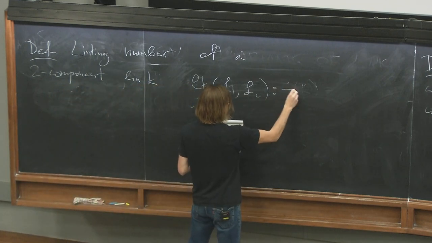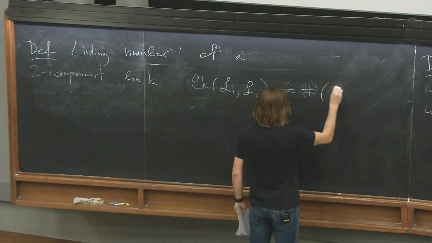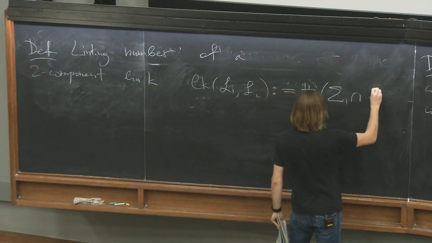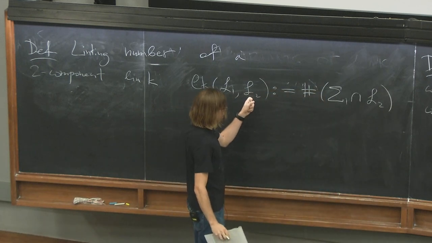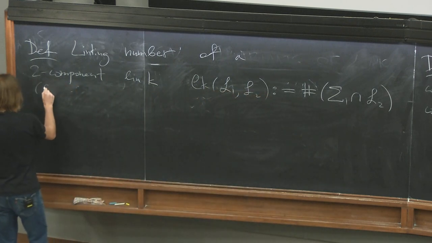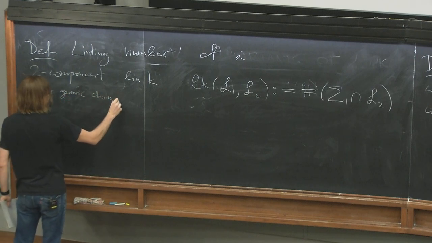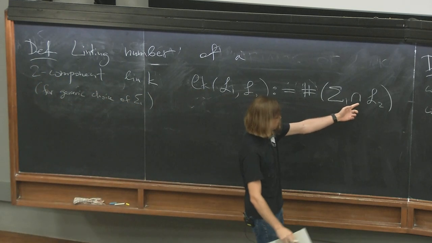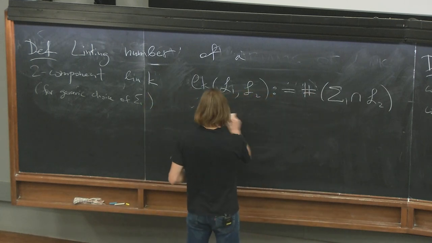And it is defined as what is called the intersection number of a Seifert surface associated to the first link component and the second link component. I have to assume that for a generic choice of sigma 1, they intersect transversely. So what exactly does this mean, the intersection number? It means the following.